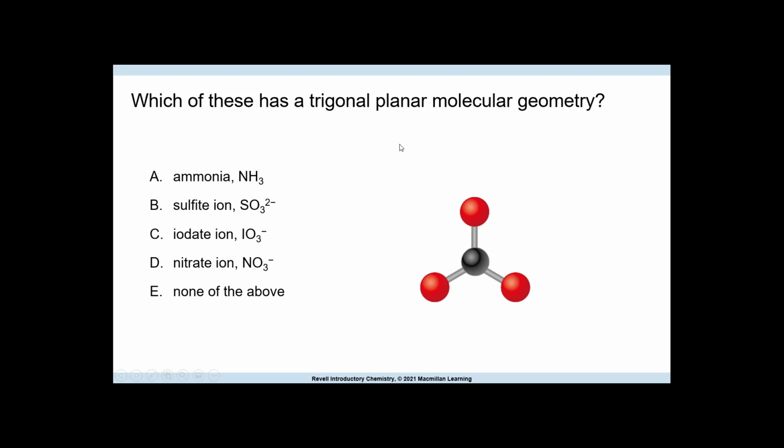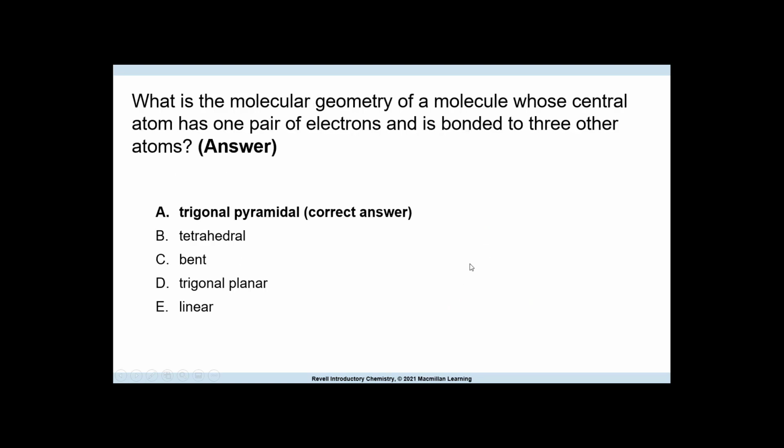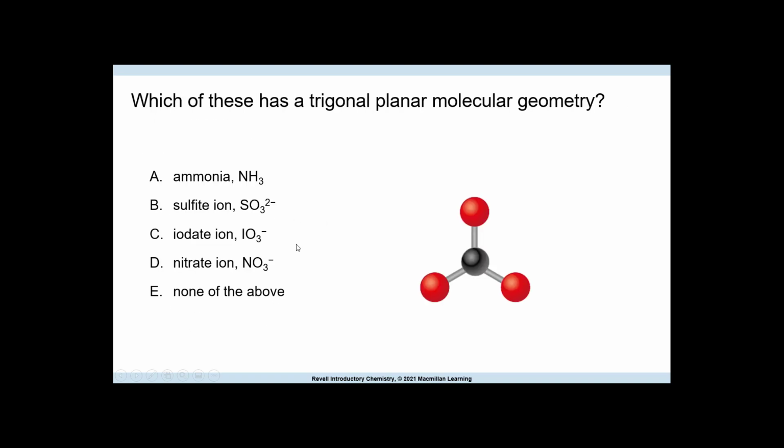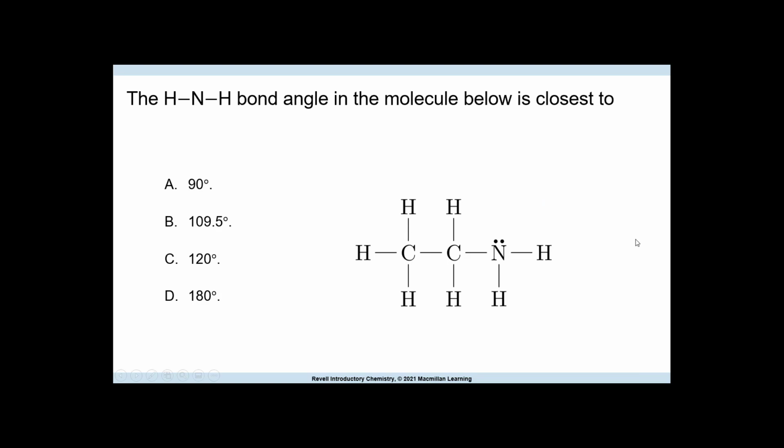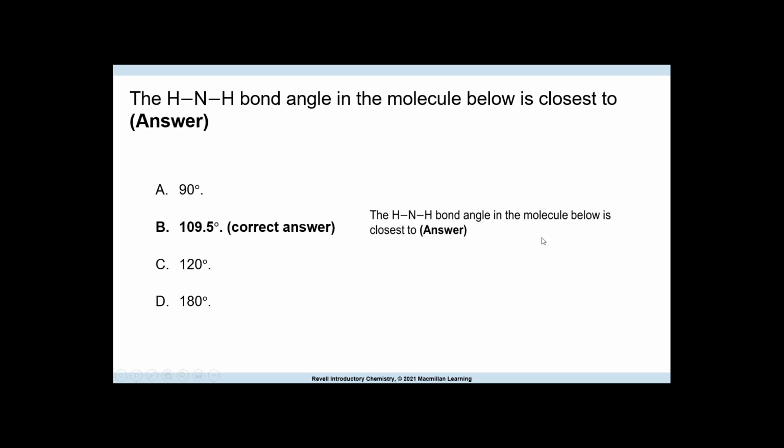Which of these has a trigonal planar molecular geometry? So this is where you're going to have to draw these out to see if you have a lone pair or not. The lone pair is going to give you a trigonal pyramidal answer. If it doesn't have a lone pair, it's going to be trigonal planar. So I found this. It's a resonance structure of this, and it's the nitrate ion. The H and H bond angle in the molecule below is closest to, again, this is where you look at VSEPR. 1, 2, 3, 4, 4 attachments, but 3 bonded and 1 lone pair. And it is closest to 109.5.